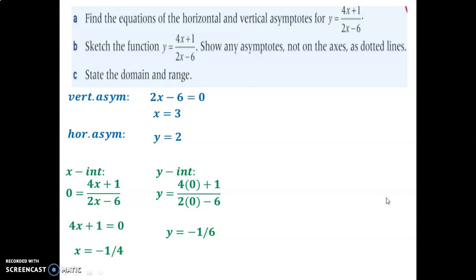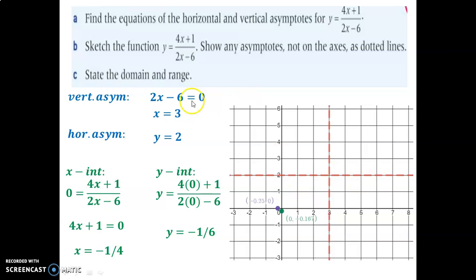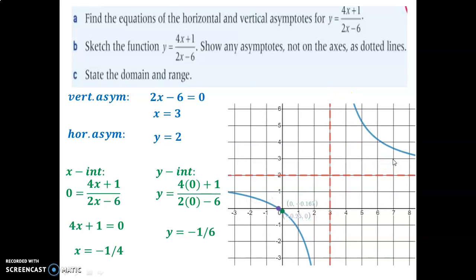To graph, we can begin with the asymptotes. So you can draw your asymptotes in, you know where they are, x equals 3, y equals 2, draw them as dotted lines, and now you have to decide, are the curves going to be here and here, or are the two curves going to be here and here? And since we have these x-intercepts and y-intercepts here, we know one curve will definitely be here, so that means the other curve will be here. So our graph looks like this.